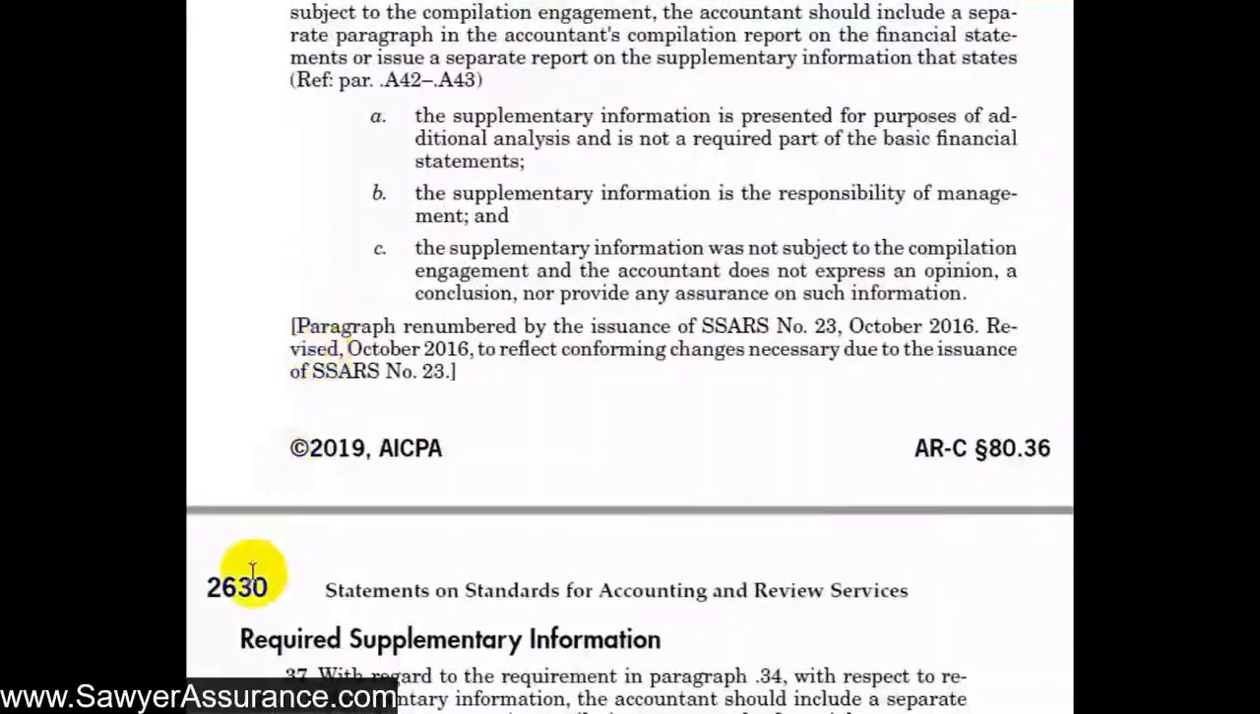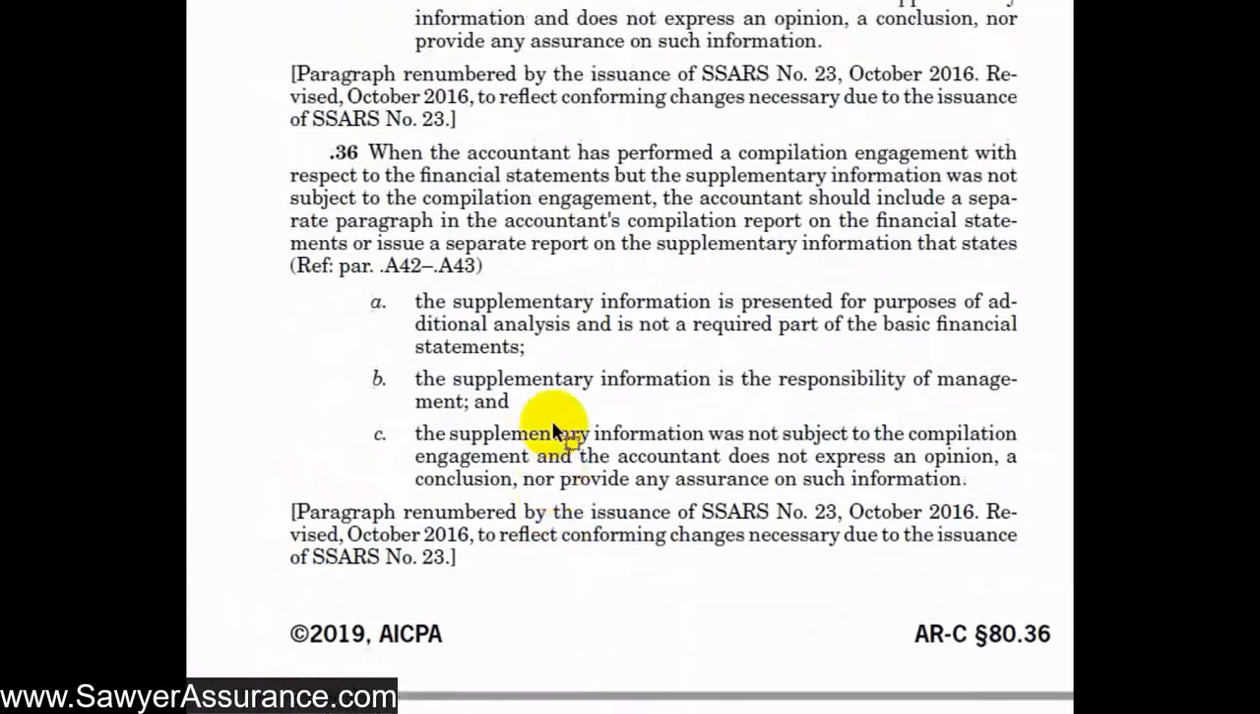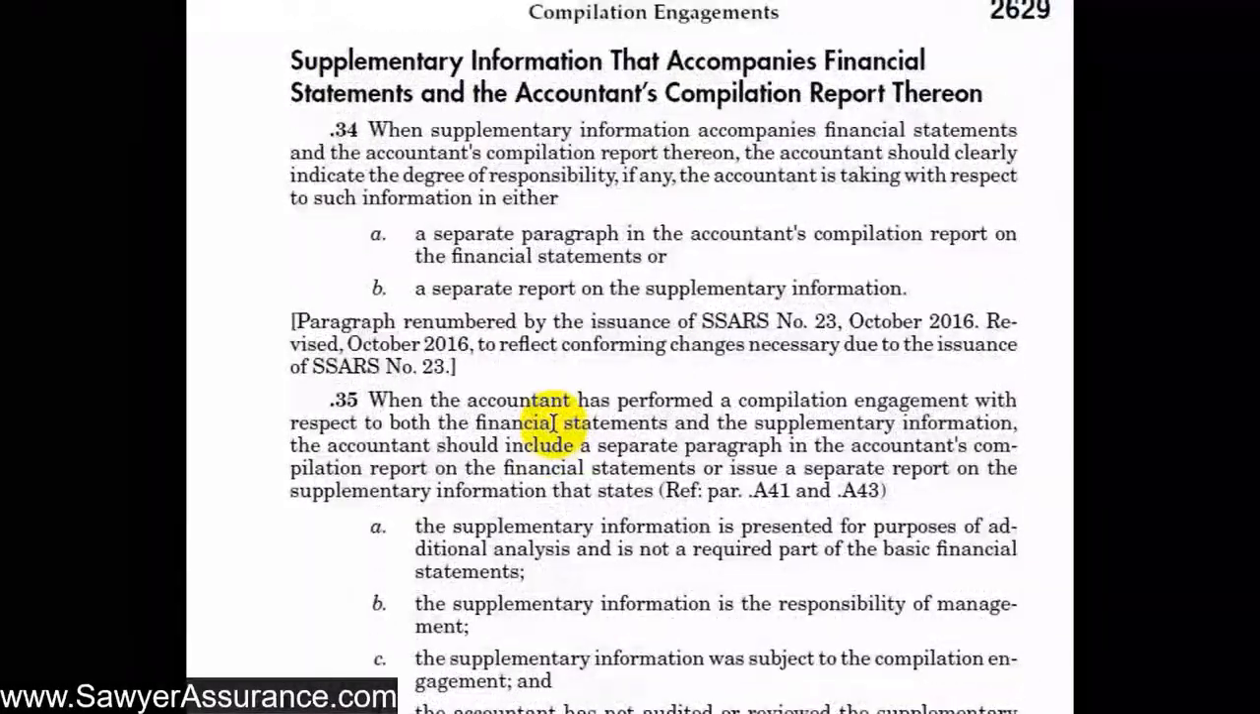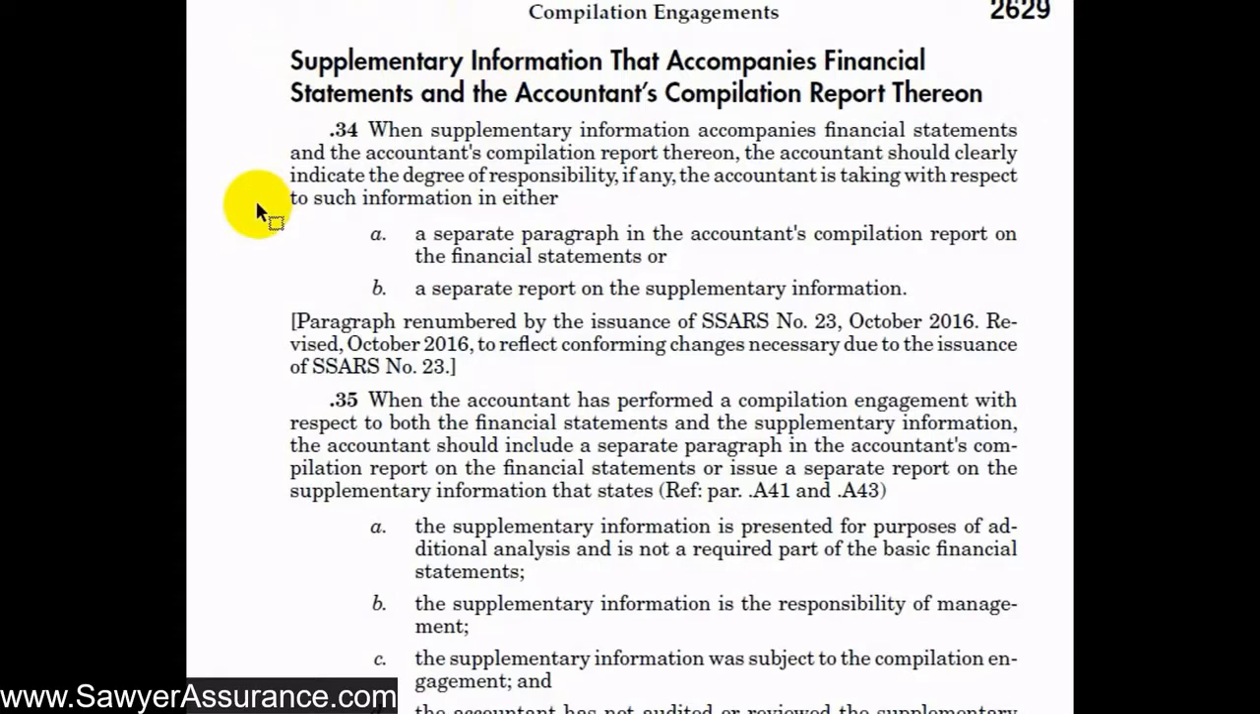And the next video we'll discuss what to do when we have required supplementary information. But in this instance, it is management's decision to include supplementary information. So it says if there's supplementary information accompanying the financial statements and our compilation report, then we should clearly indicate the degree of responsibility, if any, that we are taking with respect to that information. And we should indicate that responsibility in a separate paragraph in our compilation report or a separate report on the supplementary information. So we can either include that paragraph within the same accountant's report that we're reporting on, or make a completely different report that is on its own and references the supplementary information.